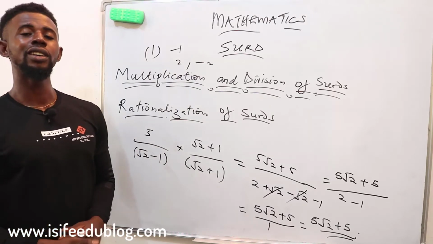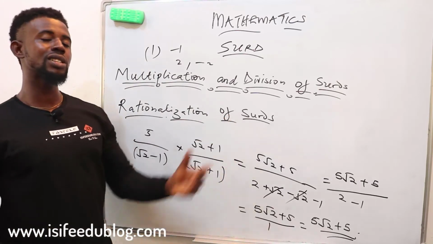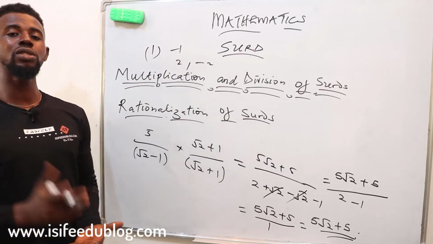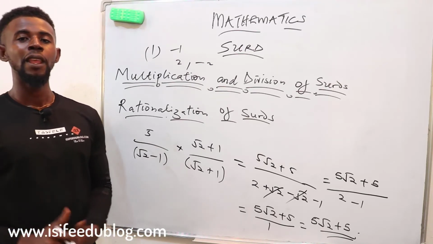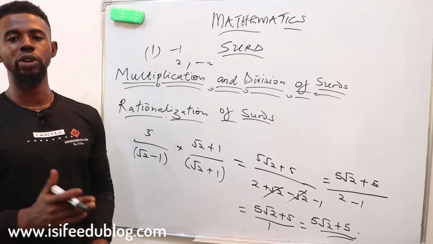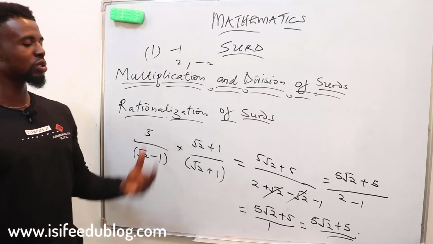So what did we say? Now I want us to recap this. Remember we said in SURDs there is nothing like division by SURDs. Once you see a SURD dividing any number, just know that that number is irrational. And whenever we meet an irrational number in SURDs, what are we supposed to do? We are meant to rationalize. So basically that will be it on the video on SURDs for us.